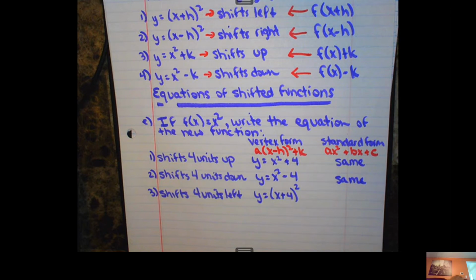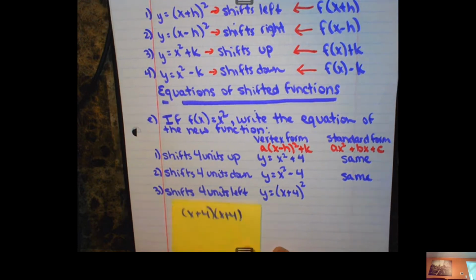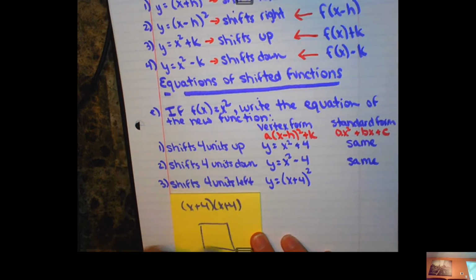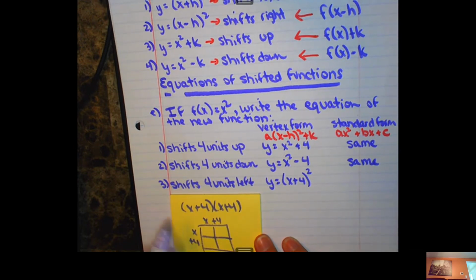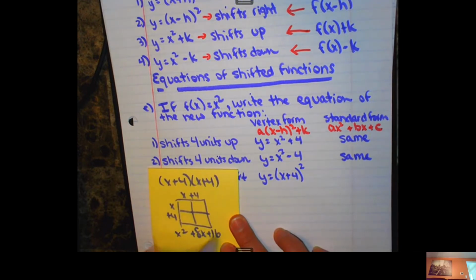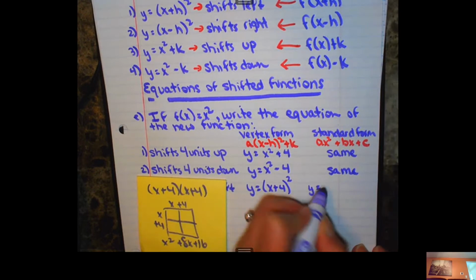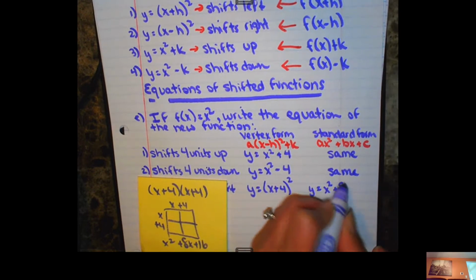Now standard form means we're going to get rid of the parentheses. So I'm going to get rid of the parentheses by distributing. This x plus 4 squared means x plus 4 times x plus 4. So if I was to do the boxes, x plus 4, you don't have to do this, I'm just showing you. If I simplified all of that, I would get x squared plus 8x plus 16. So our standard form would be y equals x squared plus 8x plus 16.